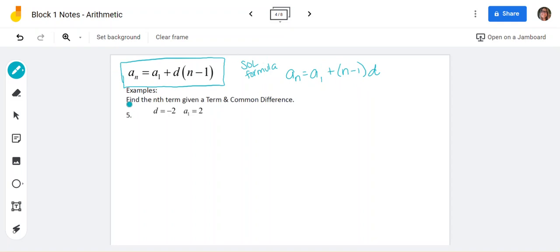So find the nth term. This is just a fancy way of saying write an equation. So we'll keep a sub n will equal a sub 1, which is 2, minus 2 times n minus 1. And that's it. We find the nth term. That's it. Just write the equation.